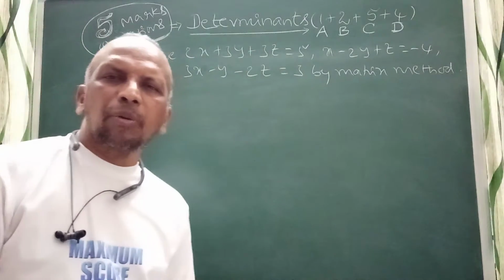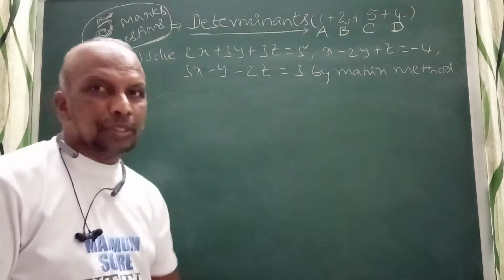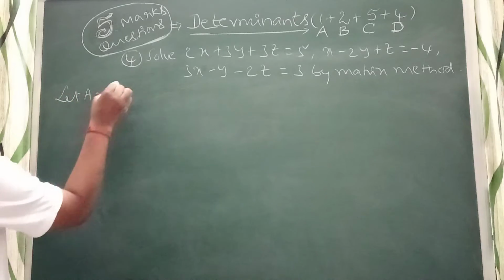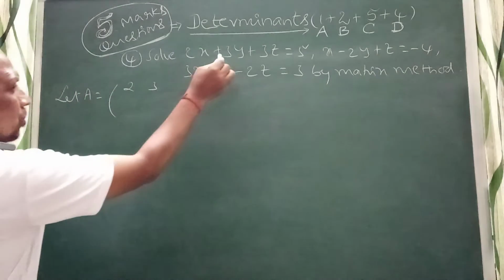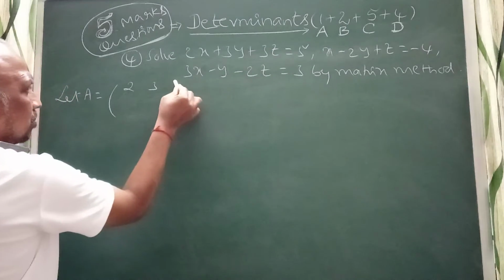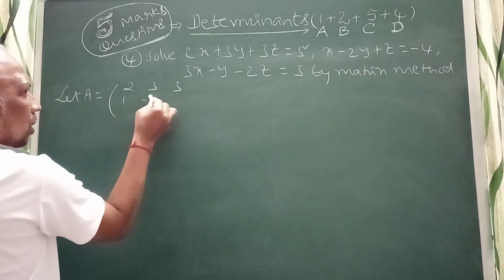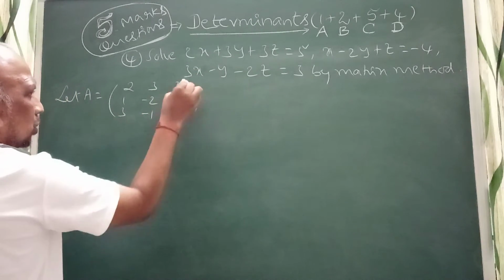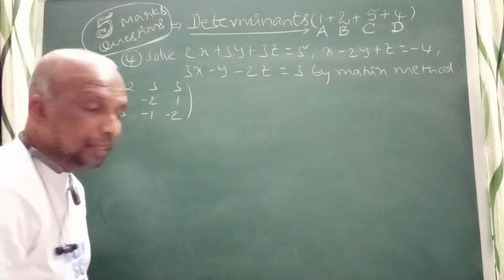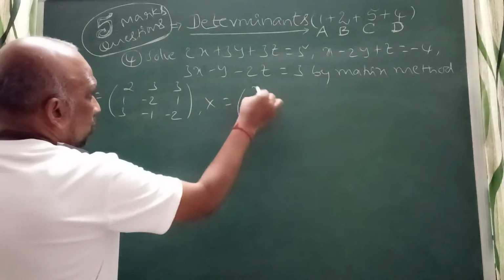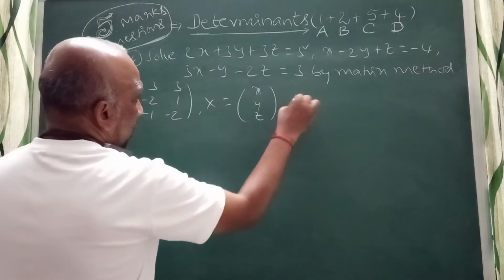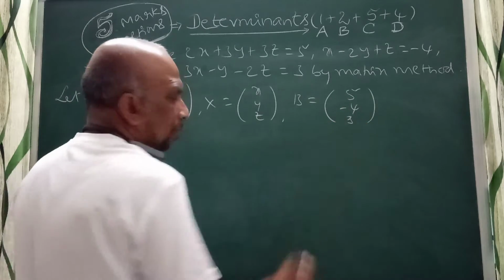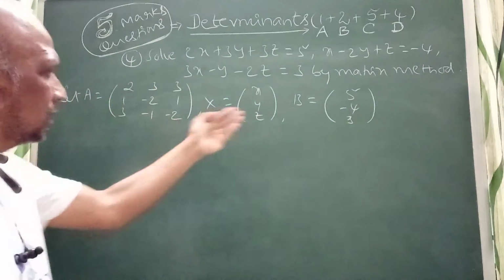Now this problem is similar to the previous one. They are given three equations by matrix method. Let A be the matrix 2, 3, and then for the second equation 1, minus 2, 1. Third equation 3, minus 1, minus 2, right? This is A. I can write x is equal to x, y, z, and b is equal to 5, minus 4, 3. From the equation you can write Ax = b.